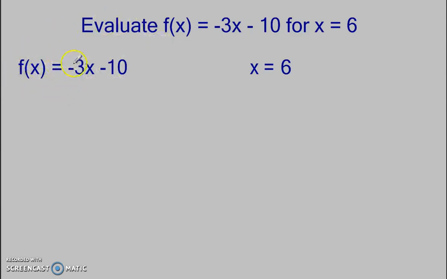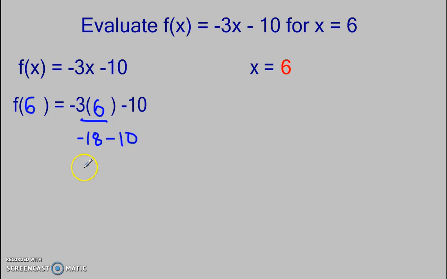If I want to work with functions in function notation, they might say, evaluate f of x equals negative 3x minus 10 for x equals 6. So if x is 6, we can replace x with 6. Instead of x, I'm going to put 6 right here. And then evaluate. Multiply. Negative 3 times 6 is negative 18. Minus 10 is negative 28. So f of 6, the function value at 6 for this function, is negative 28.